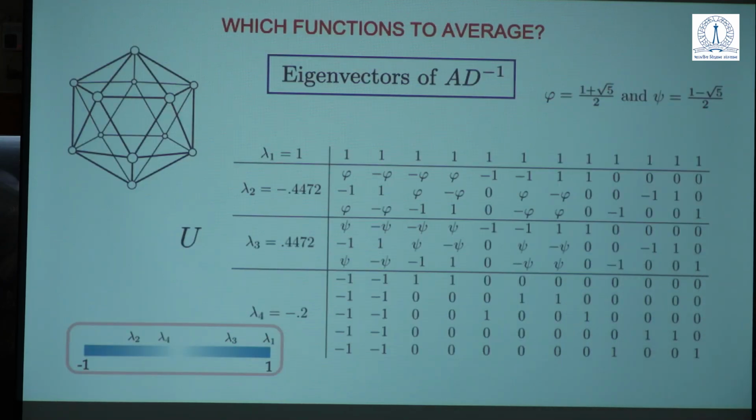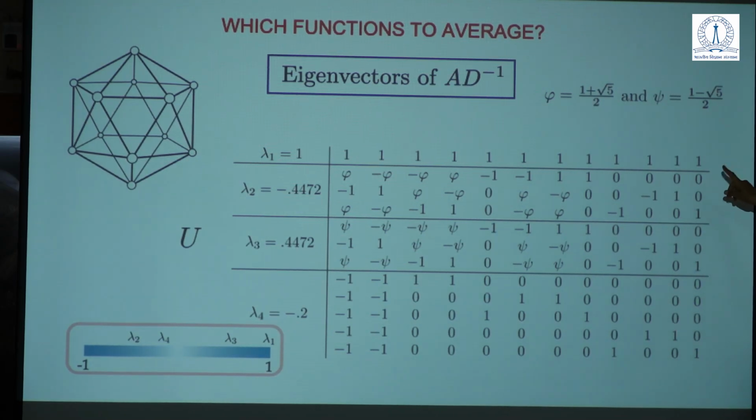All right. So this is the graph of the icosahedron. Okay, so I take the graph of the icosahedron. That means just the edges of the icosahedron. And I look at the walk matrix, this AD inverse. This is a regular graph. So AD inverse is just 1/5 of A. And then its eigenvectors are organized in the rows of this matrix, okay?